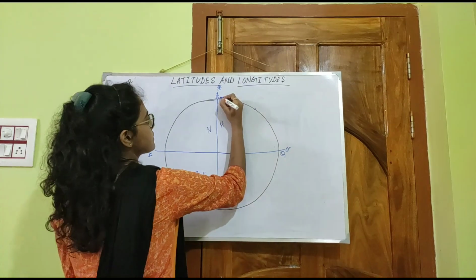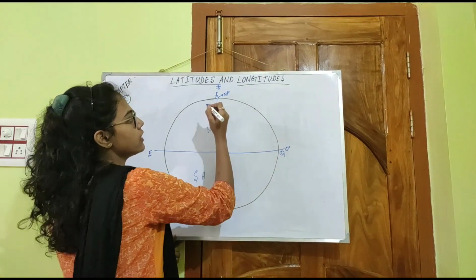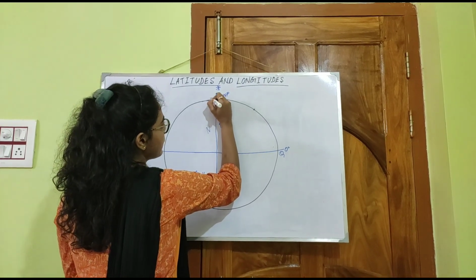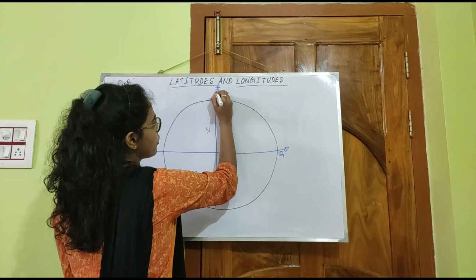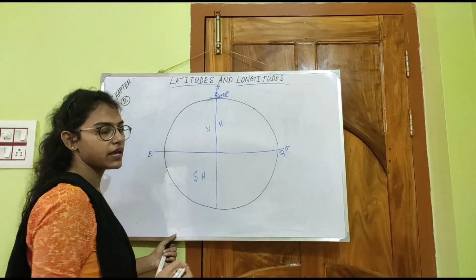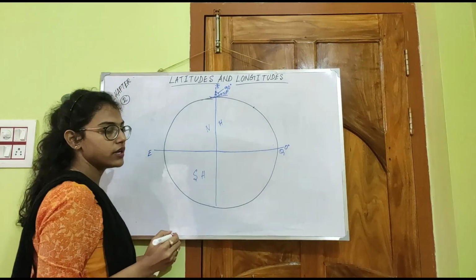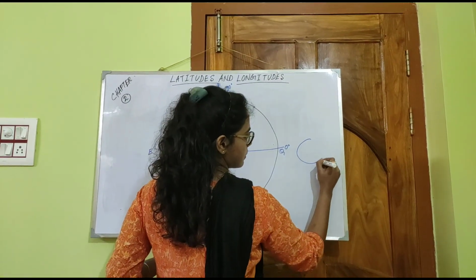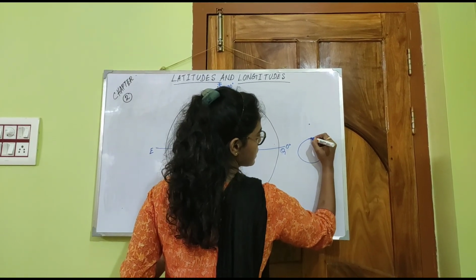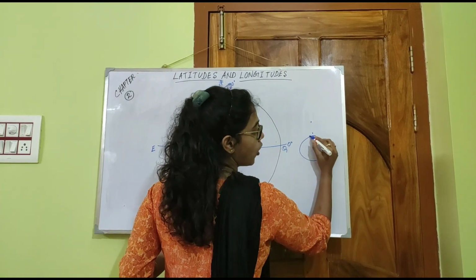Suppose I am standing on the north pole, so I am standing here. From that place where I am standing, the angle being made is 90 degrees. Actually, this is earth, here is the north pole star, and here someone is standing. This is the horizon.